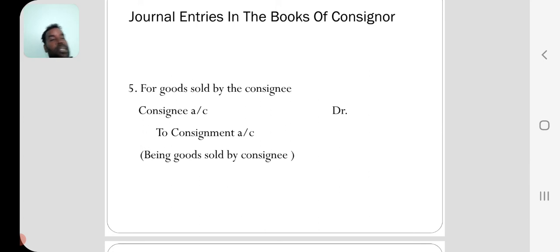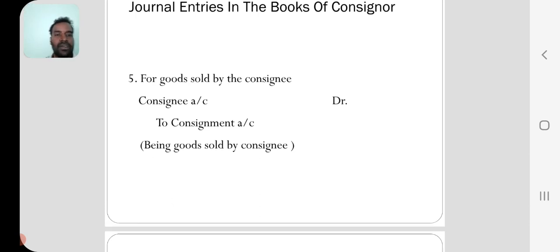Goods sold by the consignee. Whenever goods are sold by the consignee, the journal entry is like this: consignee account debit to consignment account. So in consignee account debit side, we have to write "to consignment account". In consignment account credit side, we have to write "by consignee". The amount should be posted.